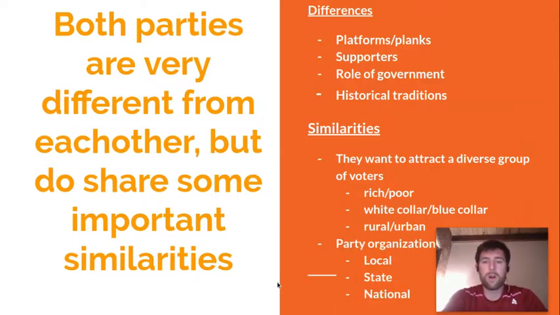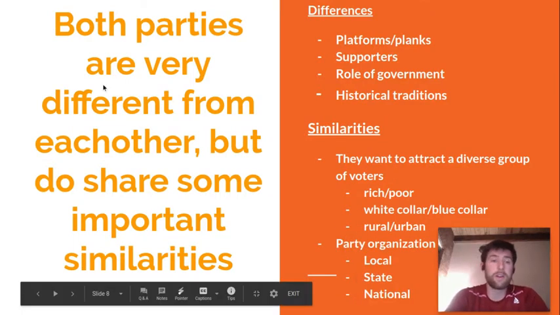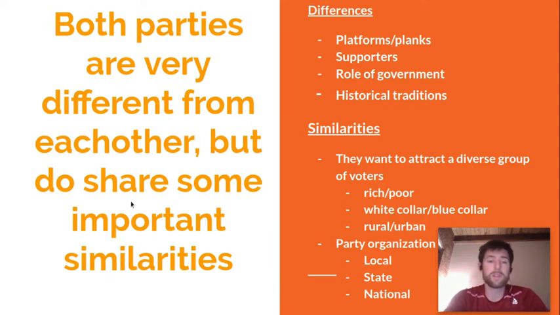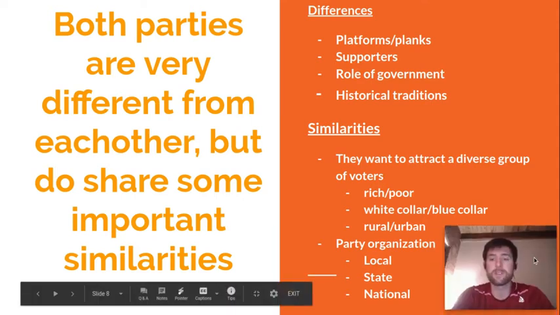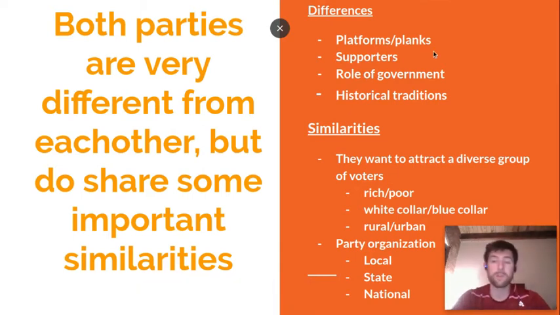All right, so although both parties are, as you read, very different from each other, they do share some important similarities. In terms of differences, again, there are platforms and planks. For example, Republicans tend to support fewer restrictions on guns, whereas Democrats tend to support more restrictions on guns. They have different views when it comes to education, abortion, and the environment. Those are all types of platforms, and they have their own take on these platforms.